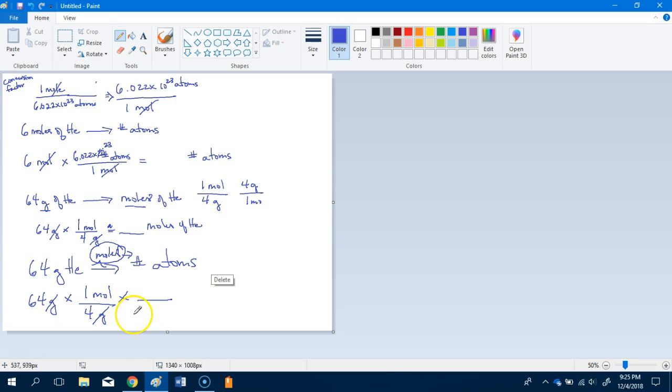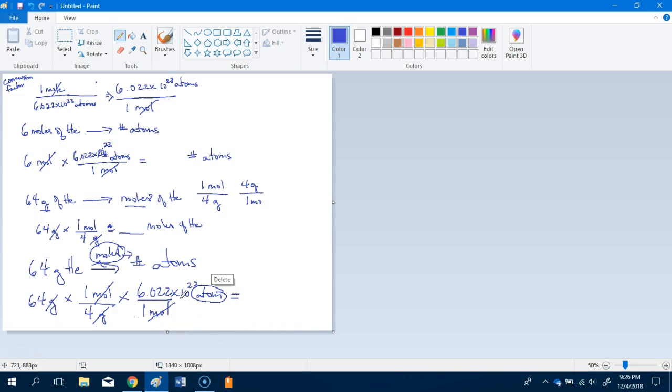And we know that 1 mole is 6.022 times 10 to the 23 atoms. I can't put that on the bottom, because I have to put moles on the bottom in order to cancel out my moles, because I want to get atoms. So 1 mole of atoms cancels out, and that will leave me with 6.022 times 10 to the 23 atoms. You can see that I crossed out my grams, I crossed out my moles, and that leaves me with atoms. This formula of 64 times 6.022 times 10 to the 23, all divided by 4, will give me the answer in number of atoms.